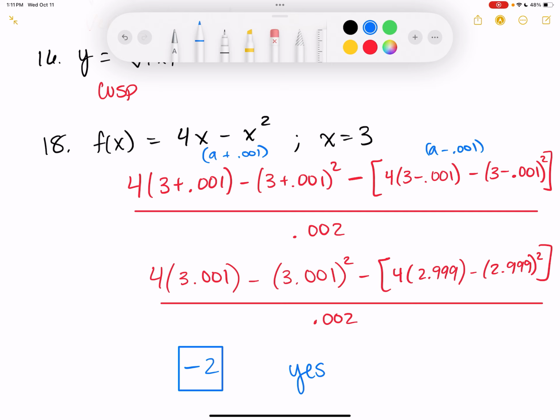So it's asking if it's going to be differentiable at x equals 3? Yeah, because that's the point that they gave us.